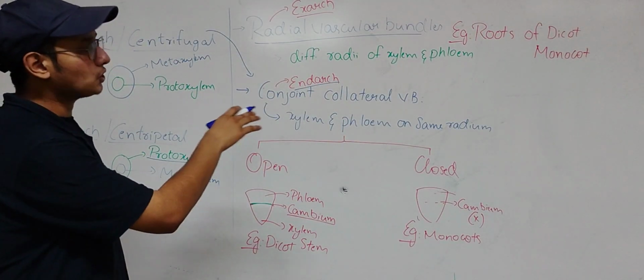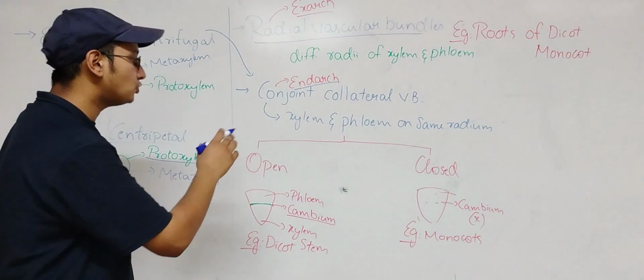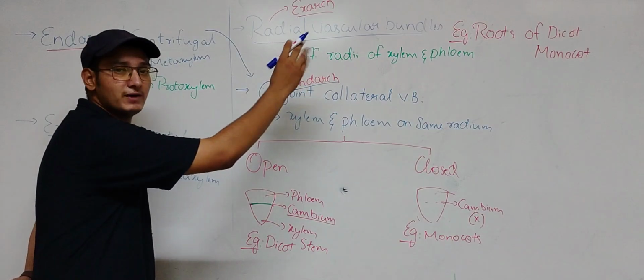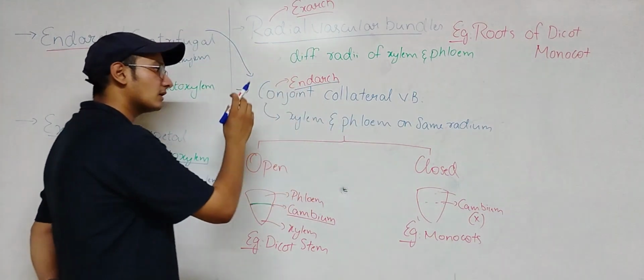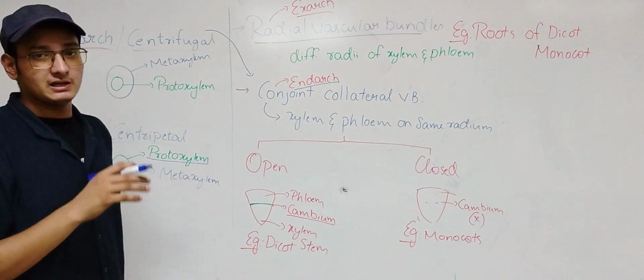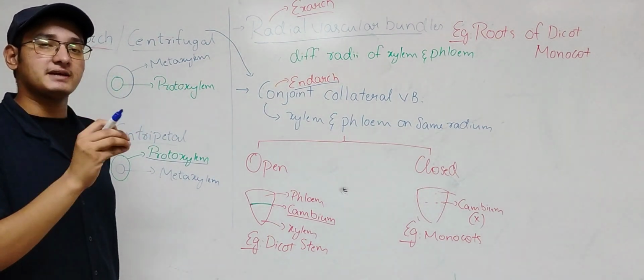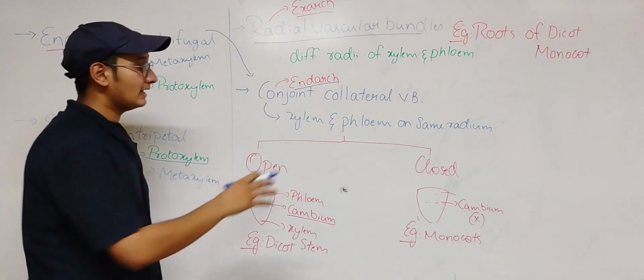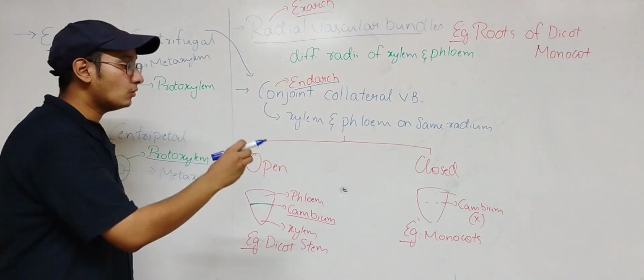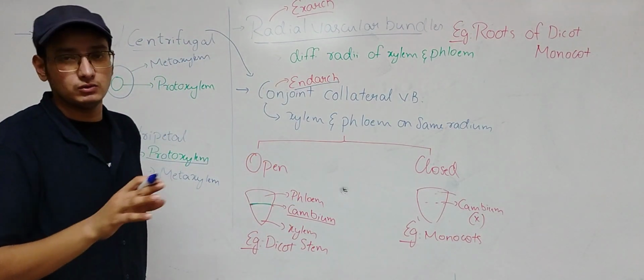And again, conjoint collateral vascular bundles are divided into two types: open conjoint collateral vascular bundles and closed conjoint collateral vascular bundles. In open, they have the cambium. That's the reason why the dicot stem will see the secondary growth. In closed, they don't have any cambium. That's the reason why the monocots don't see any secondary growth.